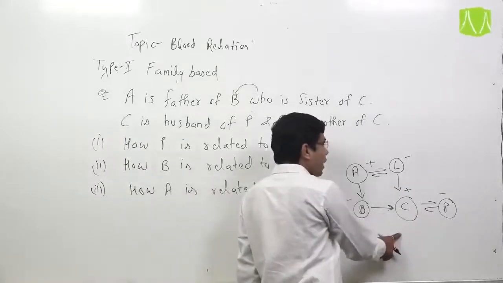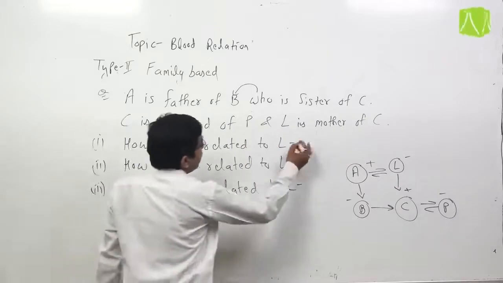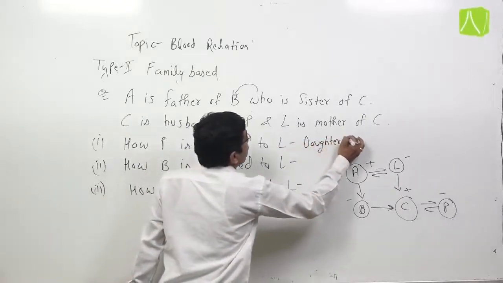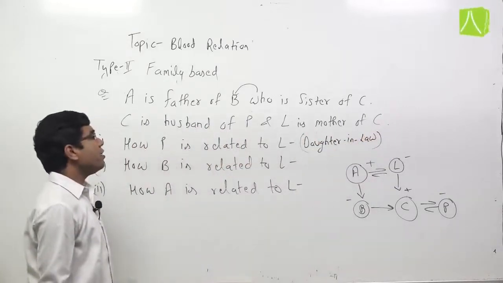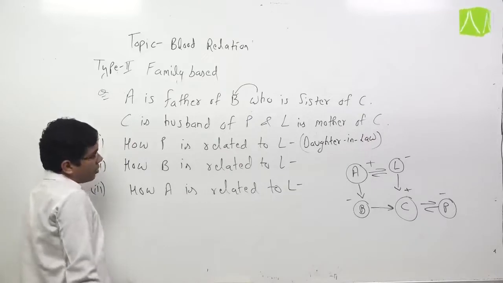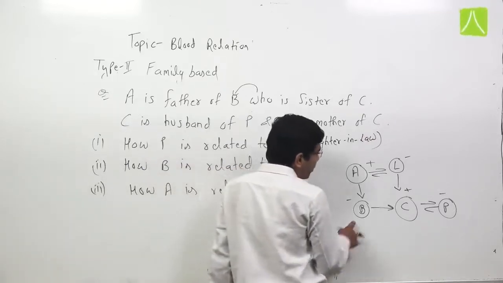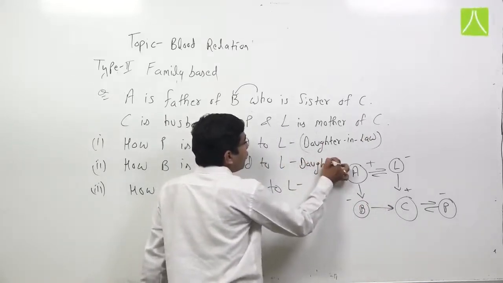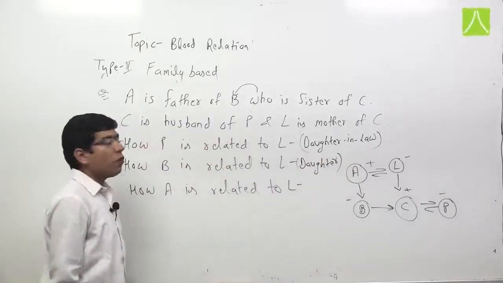P is the wife of the son of L. So we can say that P is the daughter-in-law of L. Then next question, how is B related to L? B is the daughter of L. According to the family tree, we can easily say that B is the daughter of L.